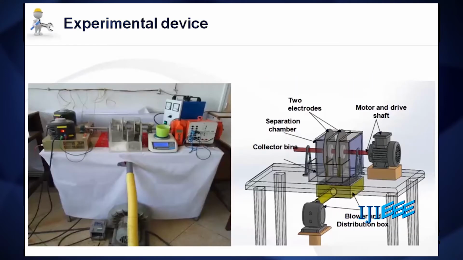So this figure represents a photograph and the overall descriptive diagram of our new separator, and the separation area is located here. The two metal discs are powered by a high voltage power supply of opposite sign. And here is the injection of air for triboelectric charging.